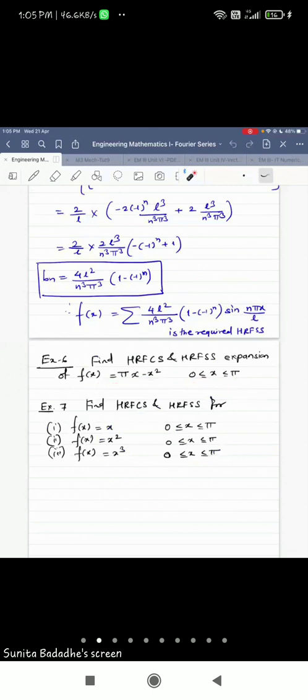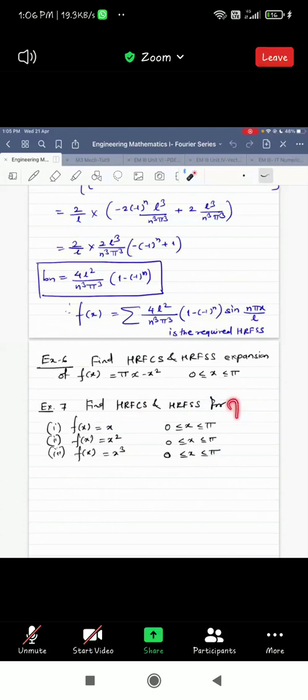This question was given to you for homework, and all three different questions should be attempted, and the answers tried. So I'm not going to discuss anything about example number 6 and 7. Today I'll start directly with the harmonic analysis.